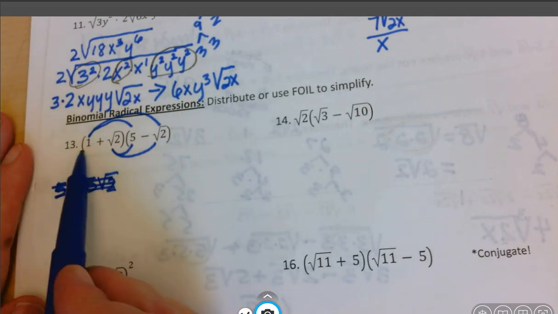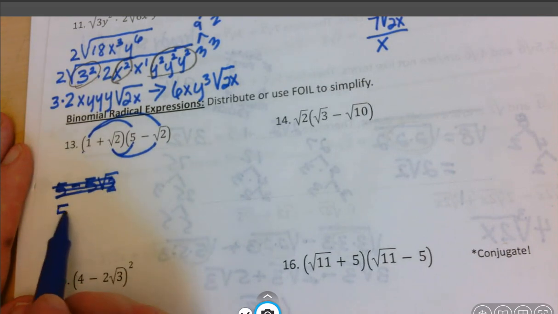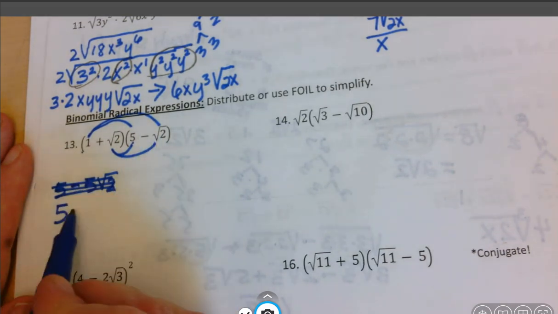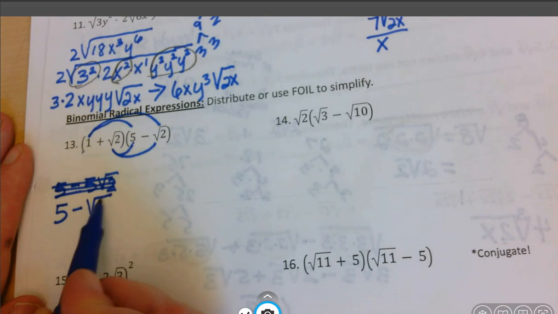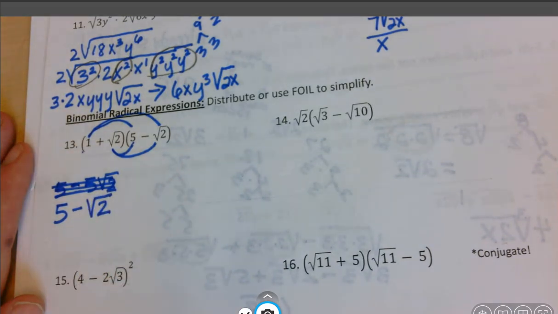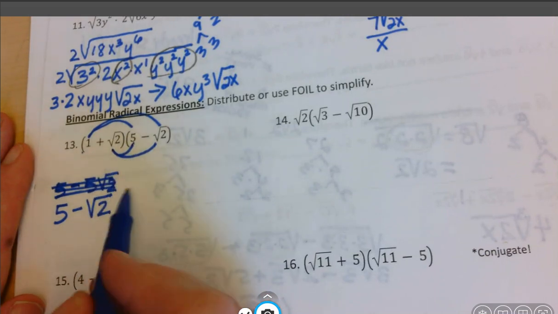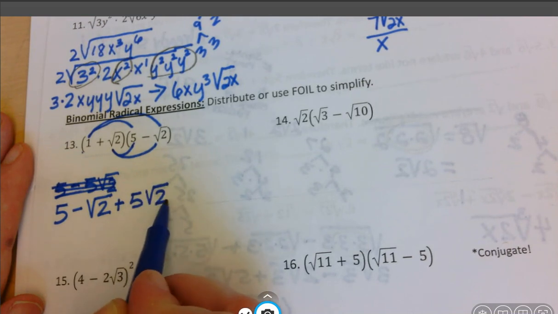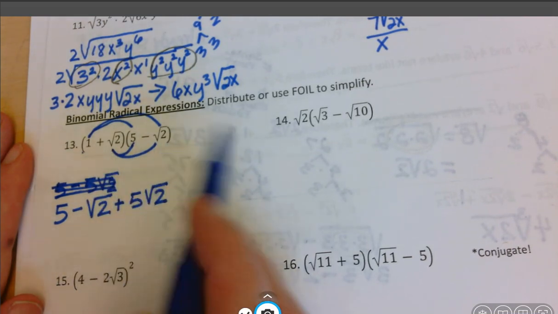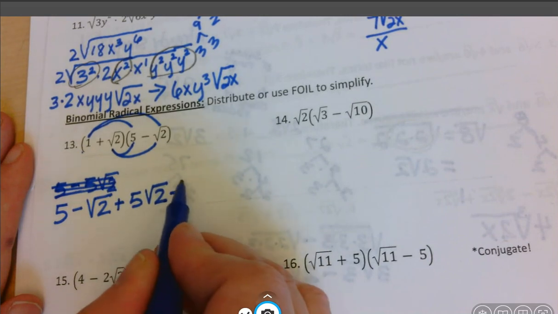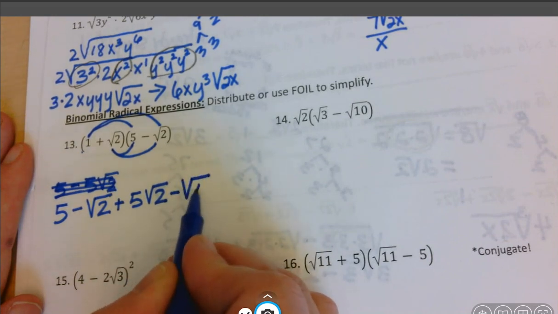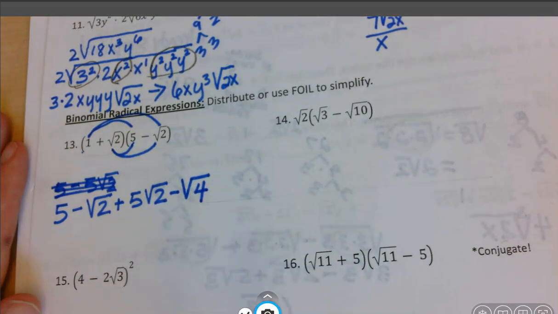Help me out here. 1 times 5 is 5, right? And then 1 times negative root 2 should be negative root 2, right? All right. Then root 2 times 5, that should be a positive 5 root 2. And then root 2 times negative root 2, those are the same root, so I can multiply those to make minus root 4. If you just wrote minus 2, you are not wrong. But I'm just showing the step here.